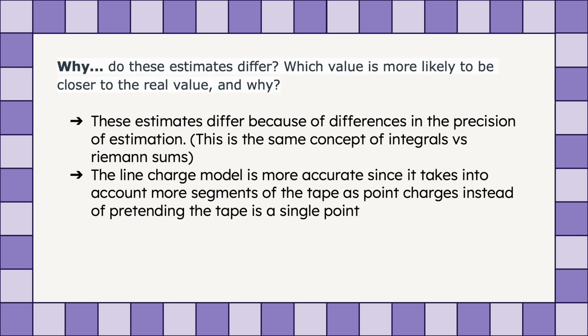Well, these values differ due to precision, like the amount of precision in the estimation. It's the same concept as integrals versus Riemann sums. The more different segments you have, the more accurate. But this means that the line model is more accurate since it takes into consideration several points instead of just one.